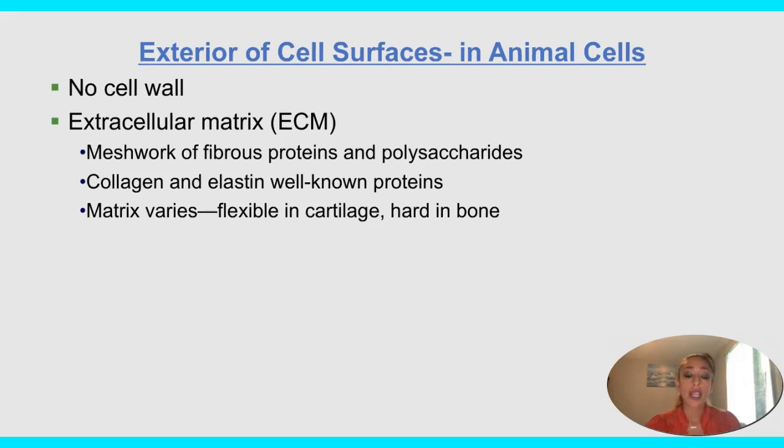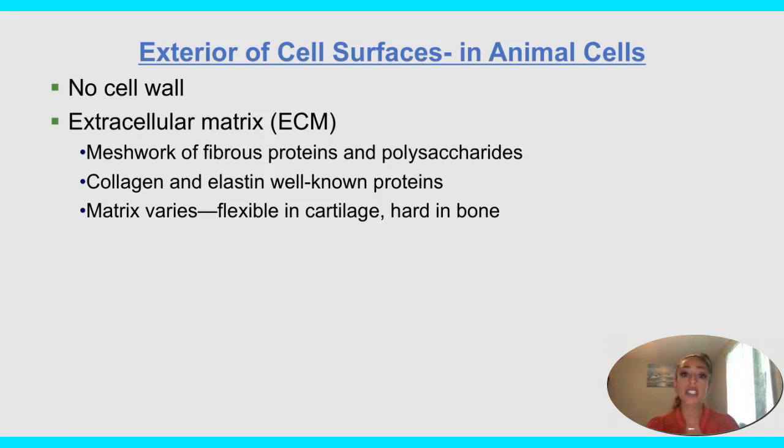Okay. In the last lecture we talked about the interior of cells and their organelles and their functions. Before we start getting into the plasma membrane, we have to talk about the exterior of cells and what is going on outside of the cell. Number one, in animal cells, there is no cell wall. They do, however, have an extracellular matrix.